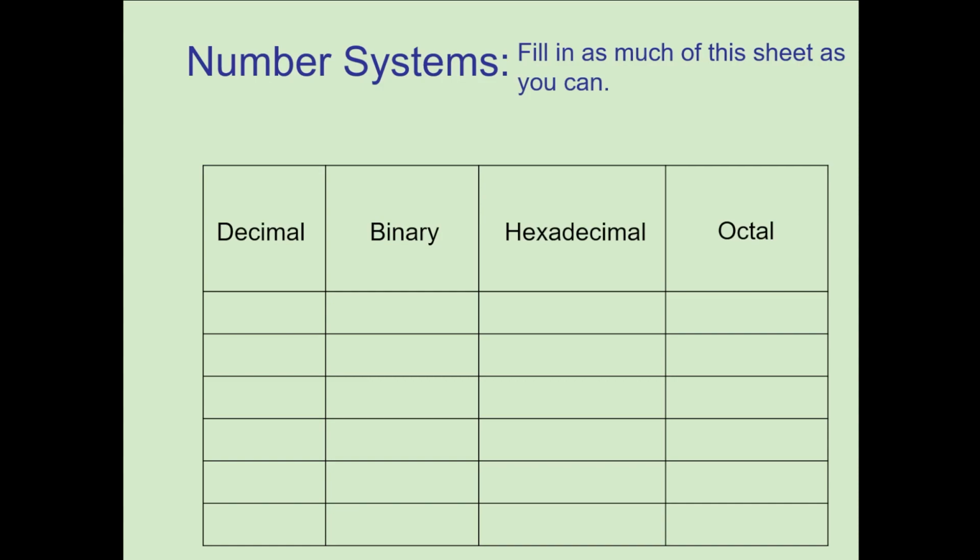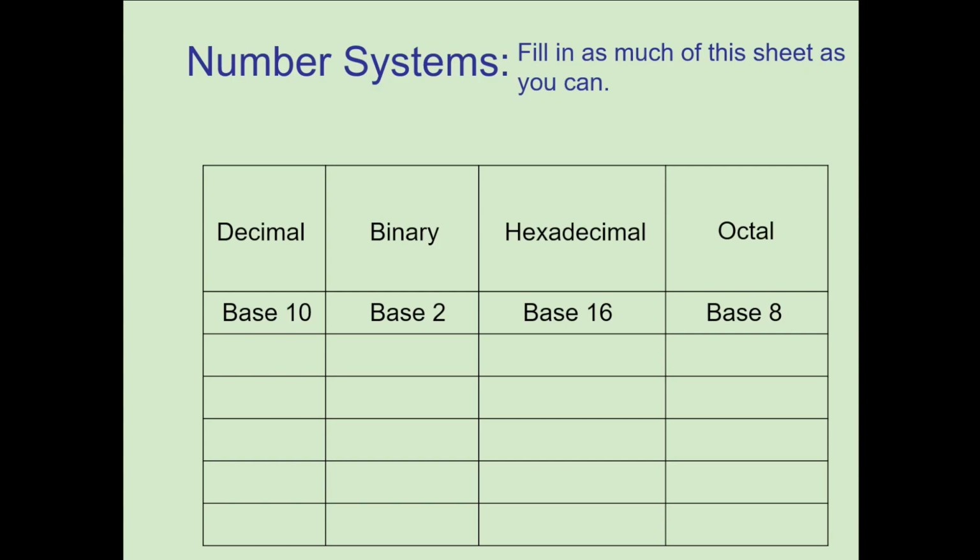Next thing I want you to do is put the base, the alternative base name for each of these. So if decimal is base 10, can you think of what the other ones are called? Binary, base what? Base 2. Hexadecimal, we just talked about this one, base 16. You should have written that down. Octal, as in octopus. Octal, 8 legs. Octal means base 8.